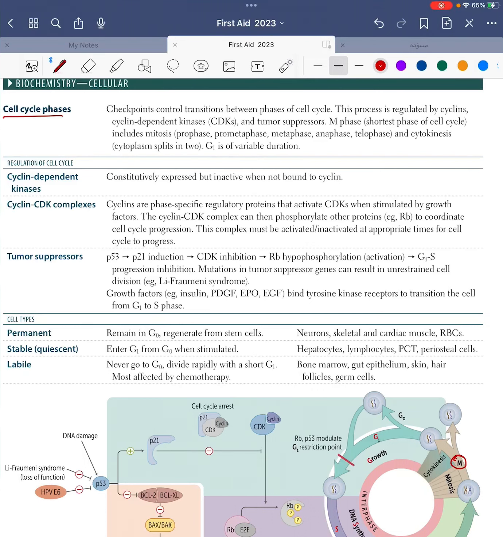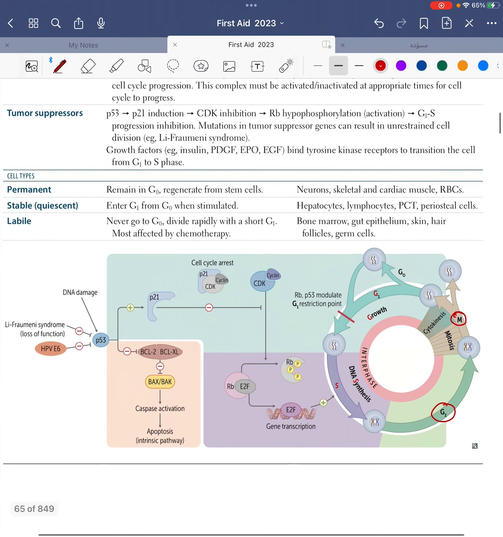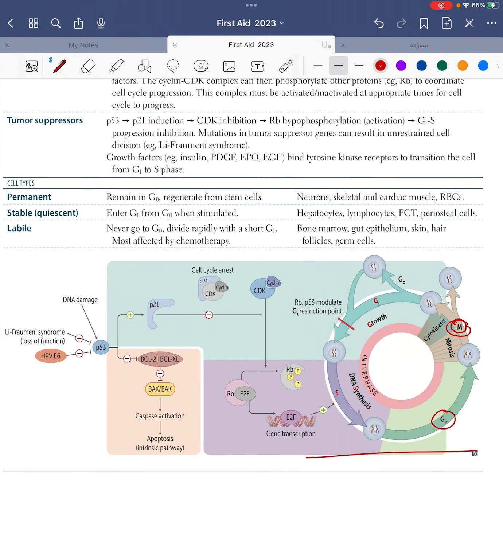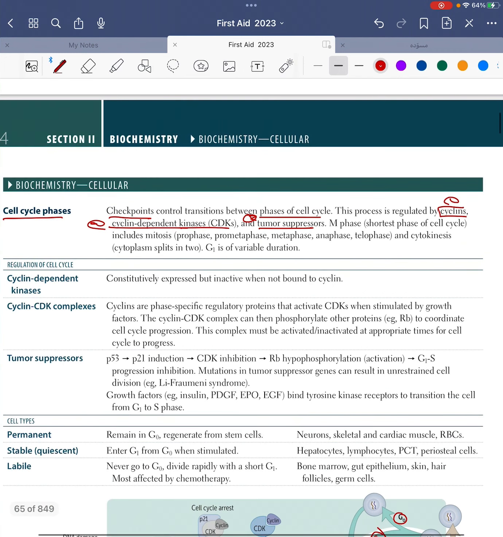Speaking of cell cycles, we do have checkpoints that control the transition between phases of the cell cycle. This process is regulated by cyclins. That's one. Second is cyclin-dependent kinases, and third are the tumor suppressors. So basically, the cell cycle has multiple phases: M phase, G2, G1, G0, and S phase. All of these are regulated by the cyclins and the cyclin-dependent kinases with the tumor suppressors.